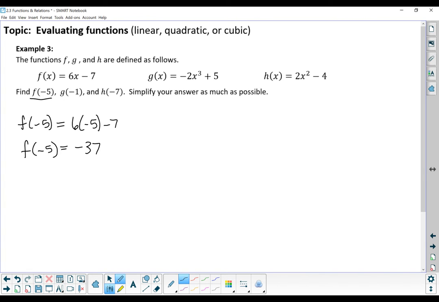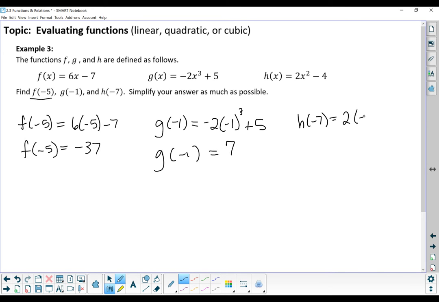Be a little bit careful, especially if you're subbing in negatives. It's common to make errors with negatives. g of -1 is -2 times (-1) to the 3rd power plus 5. So that is 7, positive 7.